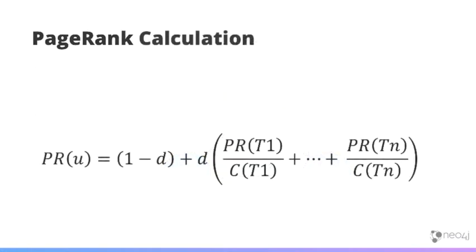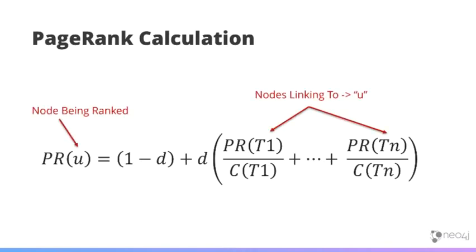Now, we can see in the formula for PageRank, if we're looking at the node U and we're trying to rank that, we first need to look at the nodes that are linking to U because we're looking at that transitive value. And so we look at the PageRank of those nodes and then divide it by the out degree of those nodes, as we saw in the previous section. So here, C(T1) is the out degree of the node T1, and C(Tn) just shows the continuation for all the nodes going to the end point.